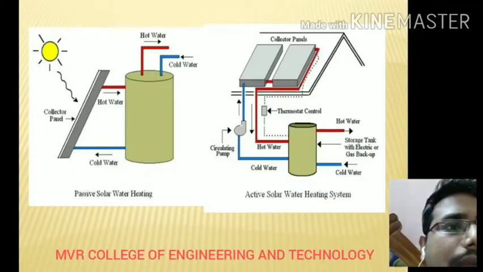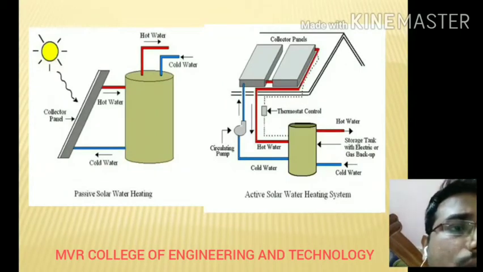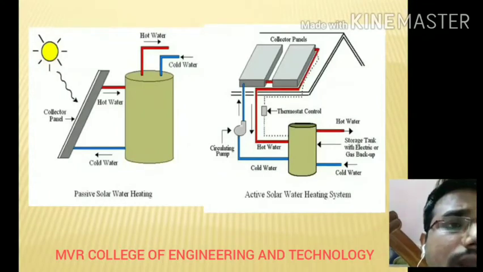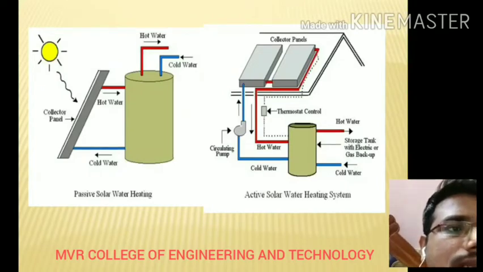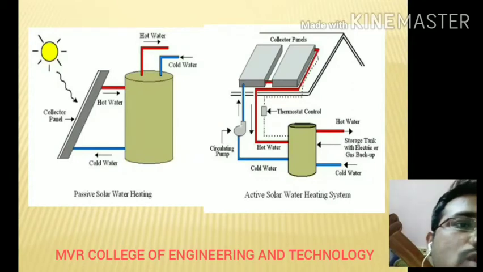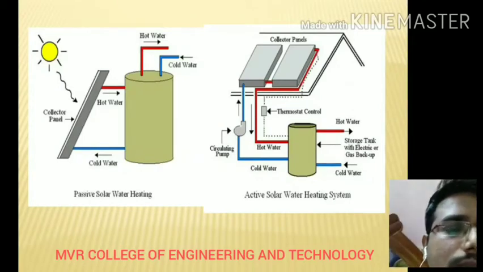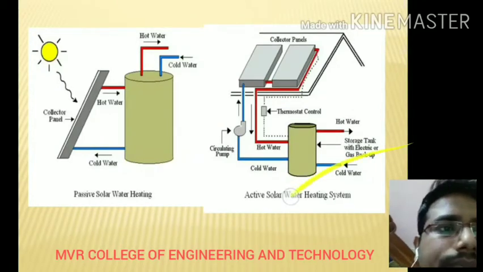And there is an active solar water heating system. The cold water will enter into these circulating pumps. From these circulating pumps the collector will collect this water, and the water will be heated and sent into the hot water tank. So there is a hot water tank and the thermostat control. These are some heating systems using passive solar water heating and active solar water heating. So by using this you can heat your water.